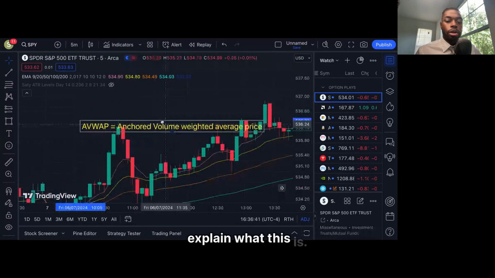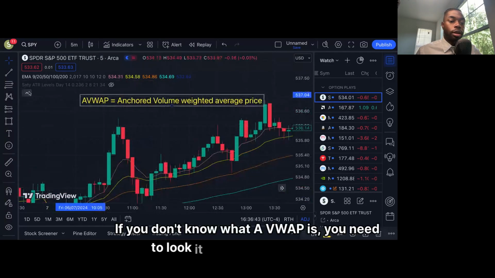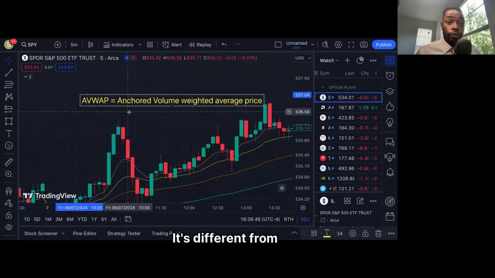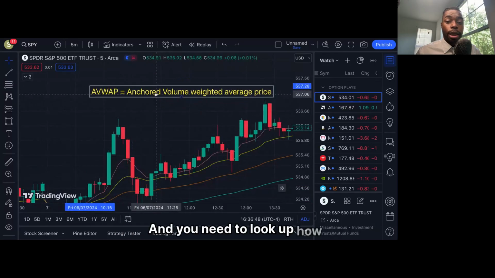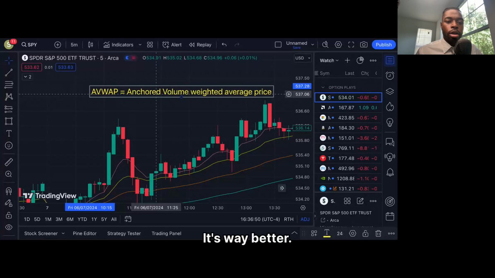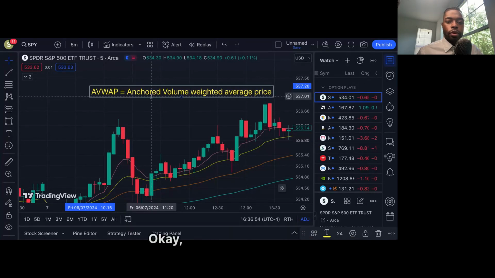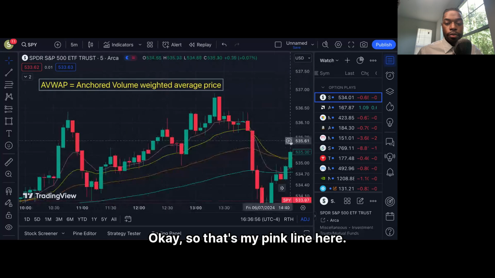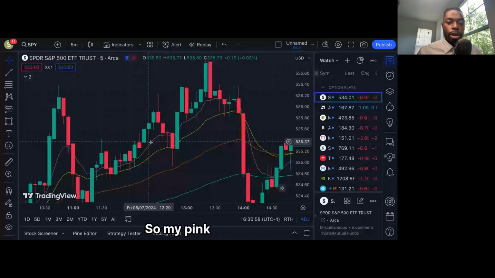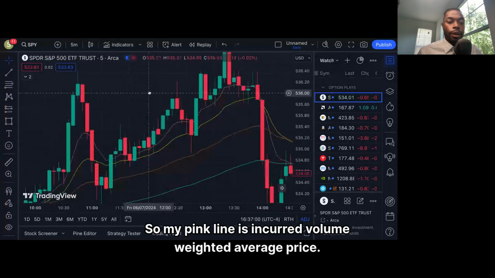so I'm not going to explain what this is. If you don't know what AVWAP is, you need to look it up because it's insane. It's different from VWAP, okay? And you need to look up how it is different from VWAP. It's way better. But anchored volume weighted average price, it's gas. Okay, so that's my pink line here. So my pink line is anchored volume weighted average price.